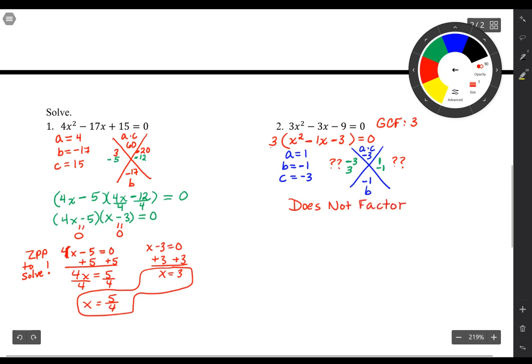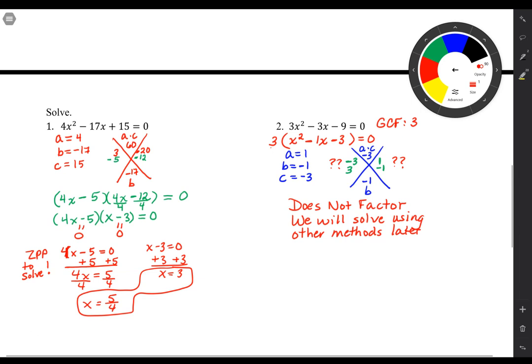But that doesn't mean it doesn't have solutions. It does have solutions, but you just don't know how to solve it yet. So let's just write down, we will solve using other methods later. So it does solve. So you can't say no solutions. It does have solutions. It just doesn't factor. So that's what we're going to write there.